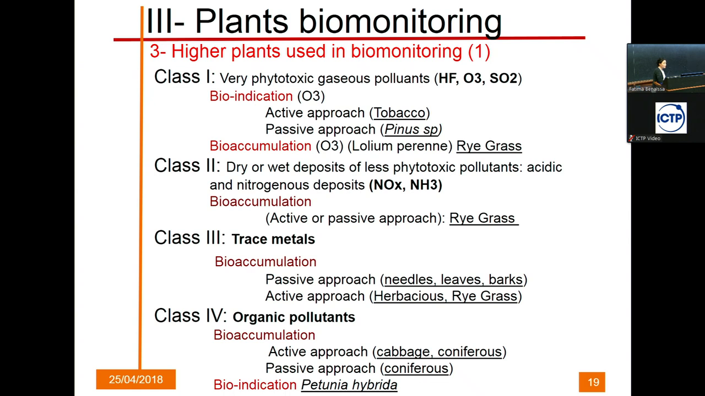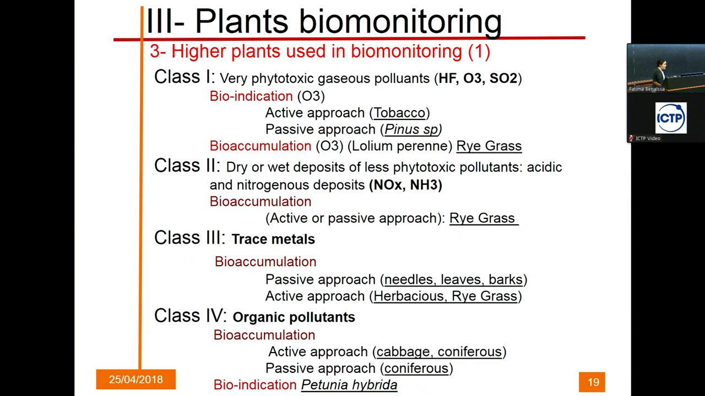Here we present the sensitivity of higher plants to some pollutants. The pollutants were classified in four groups. The first class is very sensitive, very toxic, phytotoxic gases like ozone and sulfur dioxide. So two approaches were common and two species were used over the world. The first, the active approach, used tobacco to detect the effects of ozone in plants. The second is the passive approach using Pinus halepensis. And a bioaccumulation method is proposed with ryegrass.